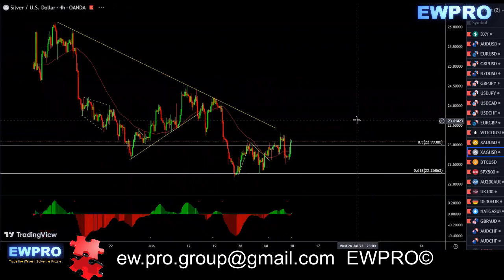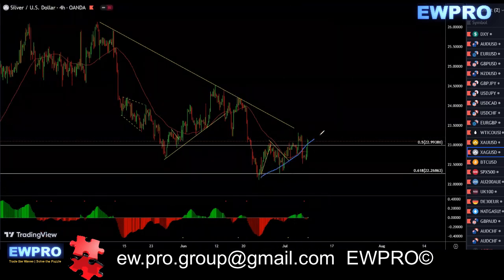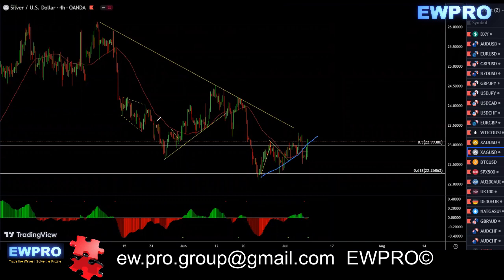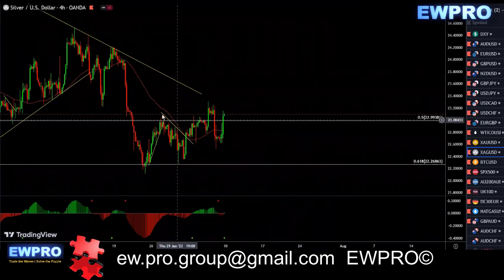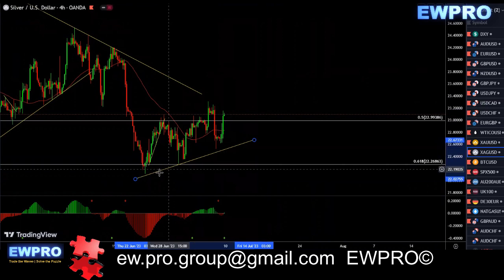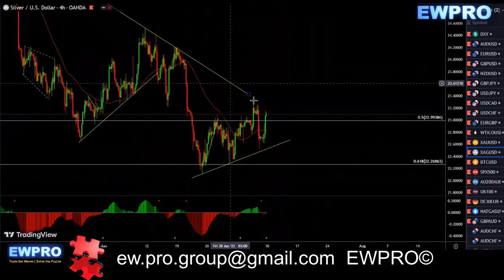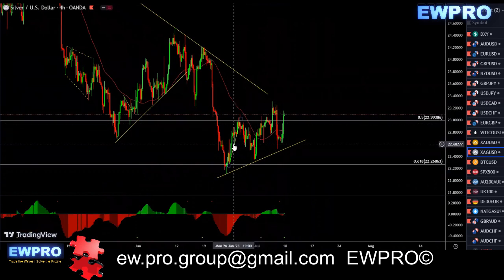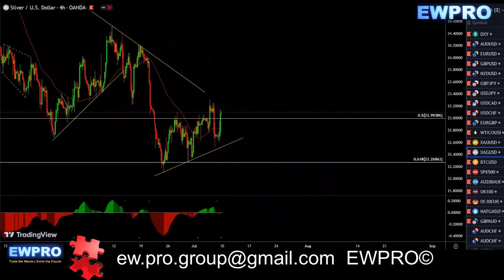H4, this is still looking very much corrective in here. So it is quite difficult to buy. You can see how corrective this is looking. So if you're looking for the buy, you have to be very careful.